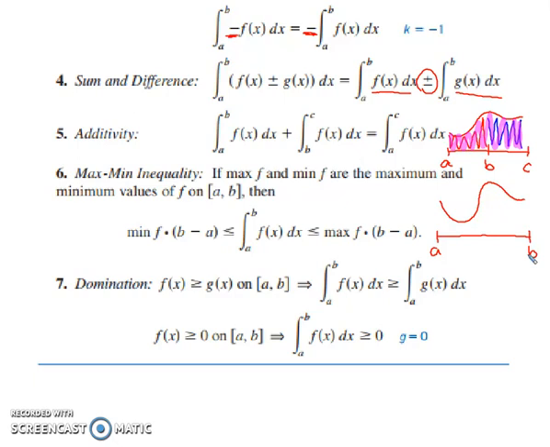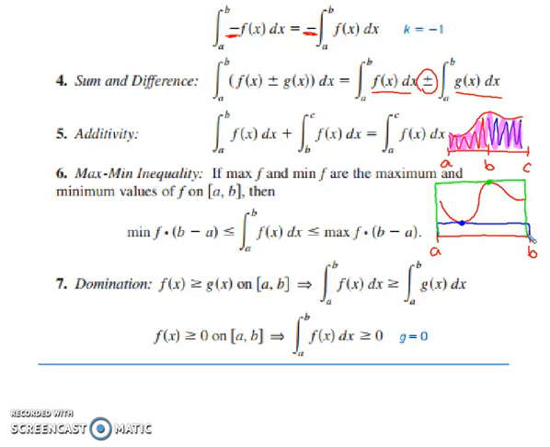What I can do is I know that the smallest possible answer for the integral would be the shortest rectangle that I could make from a to b. So that would be using the minimum y value, which would come from here. So I know at the very least, the area under that curve would have to be the amount under that blue rectangle. At the very most, it would be whatever my maximum y value is, and the area of that rectangle from a to b.